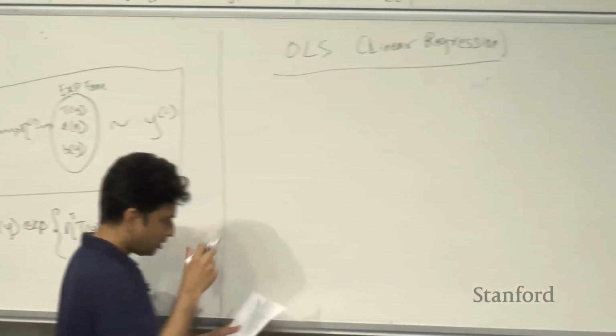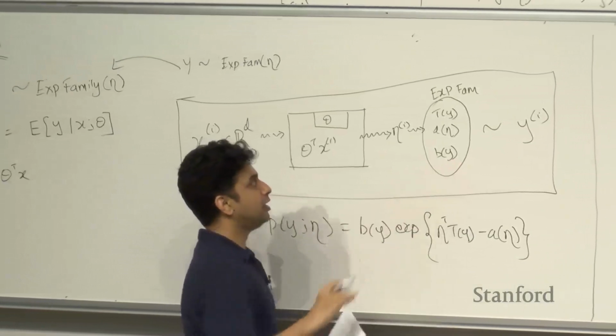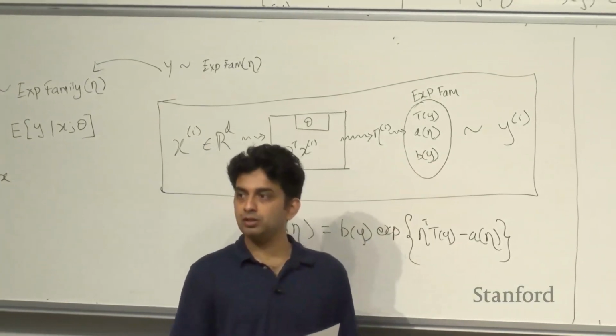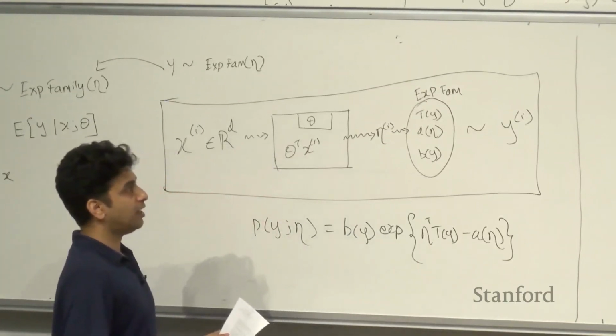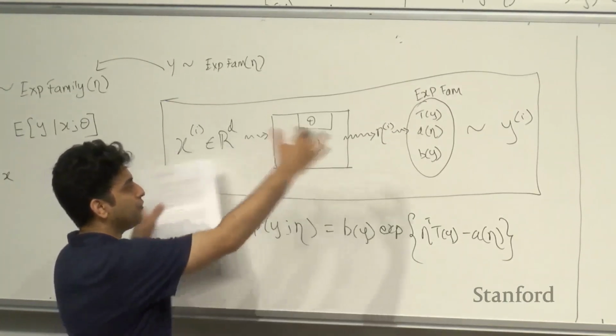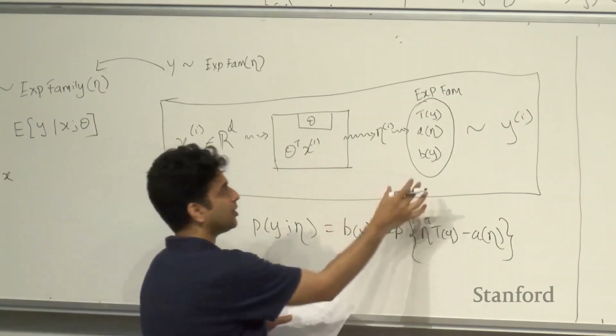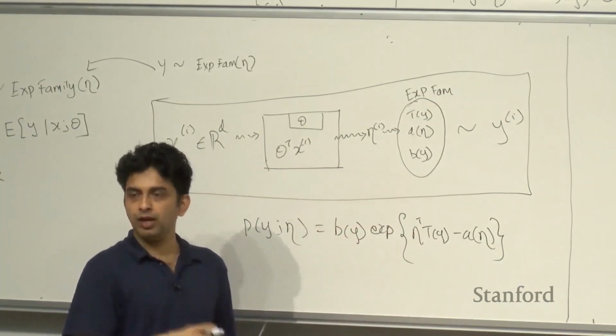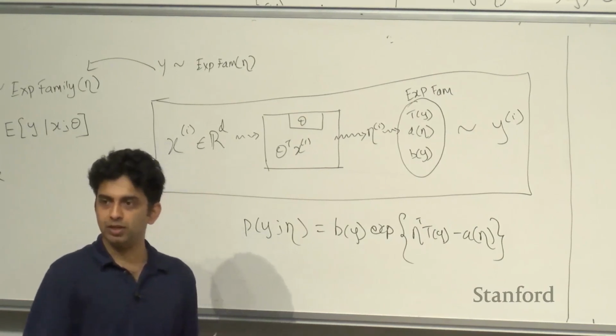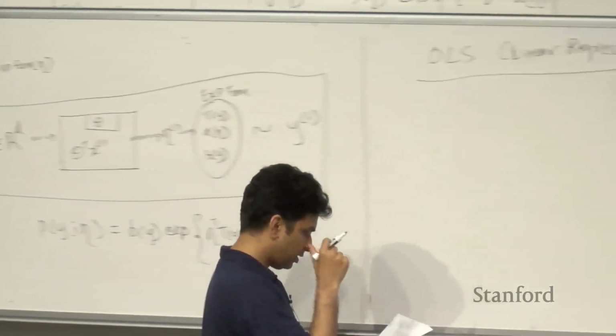So for ordinary least squares, if we make the choice that our exponential family is Gaussian, then a natural consequence is, if you construct a generalized linear family where the exponential family distribution is Gaussian, then you naturally get least squares regression is what you should be doing. Why is that?